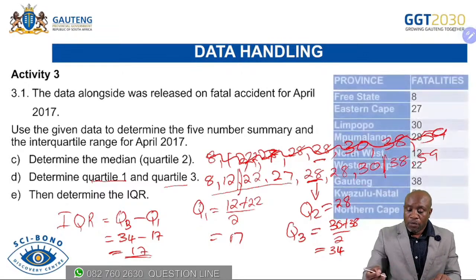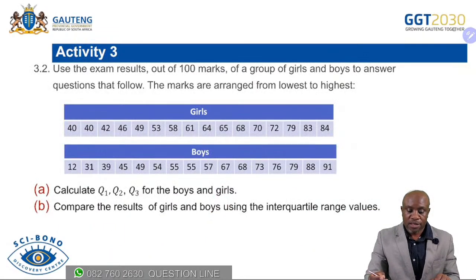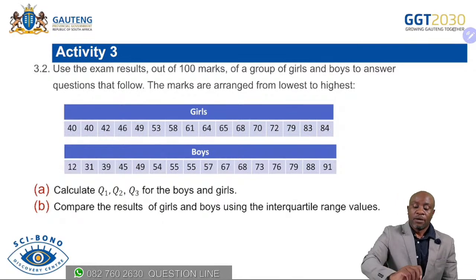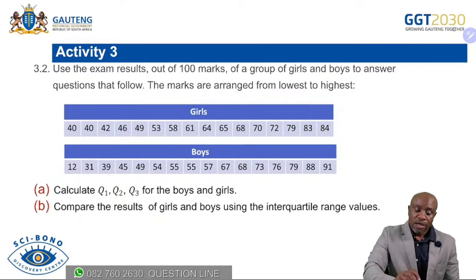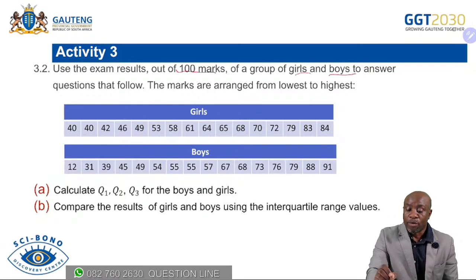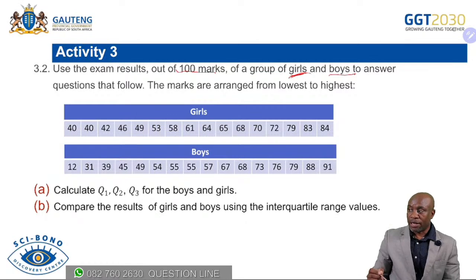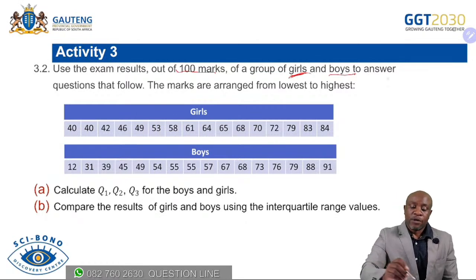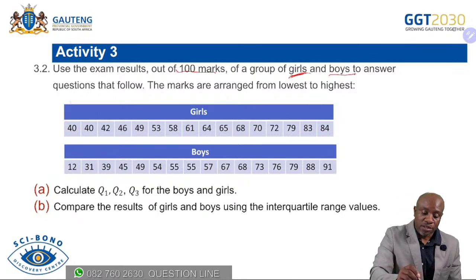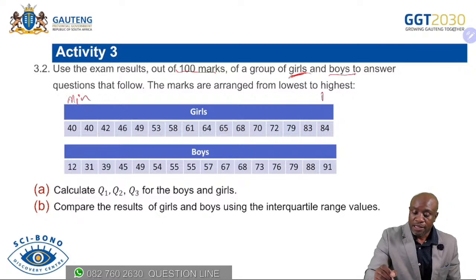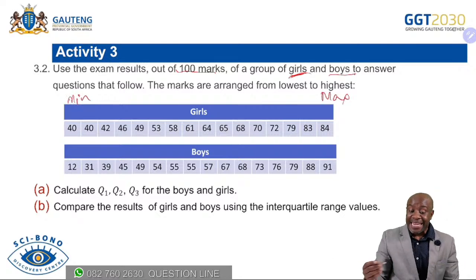Now, we have done that part, and I will start on this one in our next lesson, where we find the Q1, Q2, Q3. Now, this is the exam results out of 100 of a group of girls and boys. There is girl power, boy power. I don't know who will win here. And the marks are already arranged from the lowest to the highest. In other words, this value here is the minimum, and this value here is already the maximum. So we don't need to arrange these values.